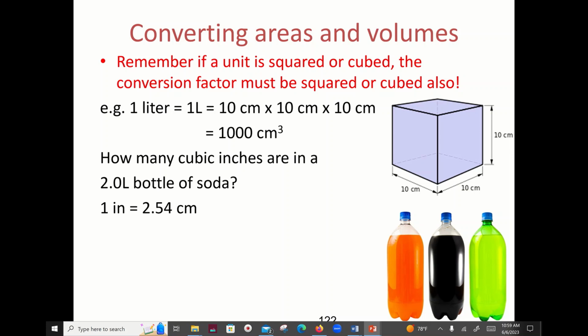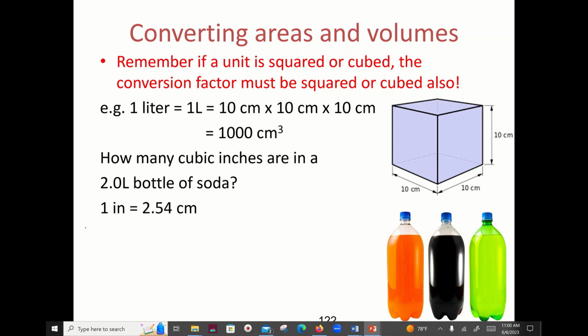There'll definitely be a problem like this on the homework and the tests. So for example, if you've got a 2-liter soda bottle, okay, a liter is 10 centimeters by 10 centimeters by 10 centimeters, so that's 1,000 centimeters cubed. So how many cubic inches are there in a 2-liter bottle of soda? So we know that 1 inch is 2.54 centimeters, and 1 liter is 1,000 centimeters cubed. So how are we going to do the calculation?